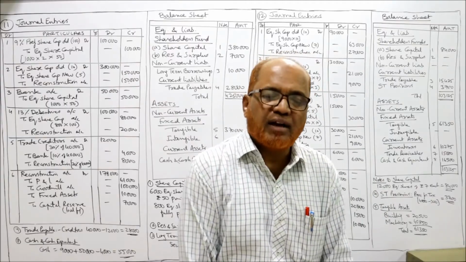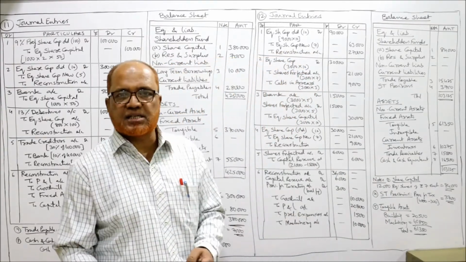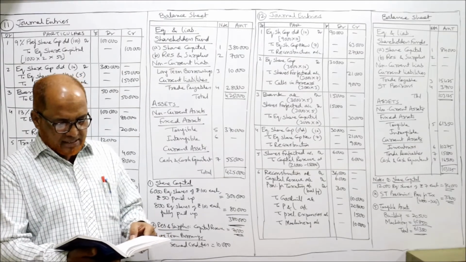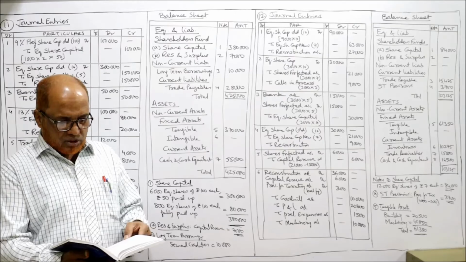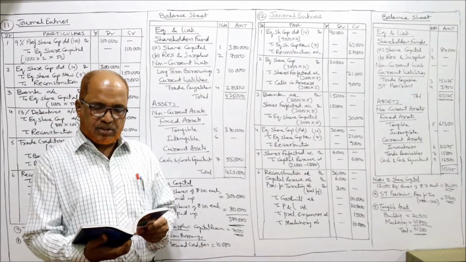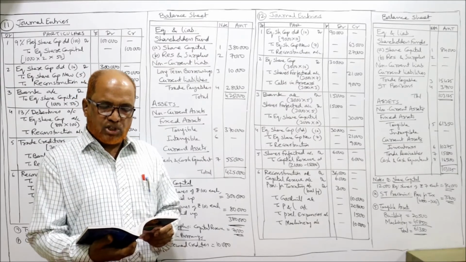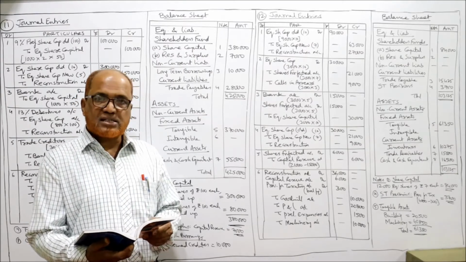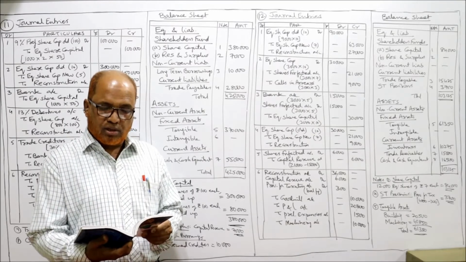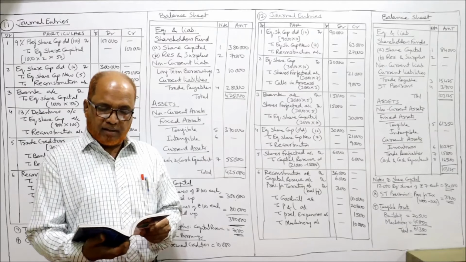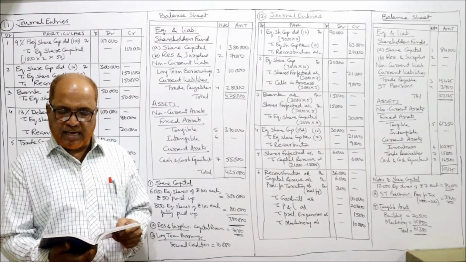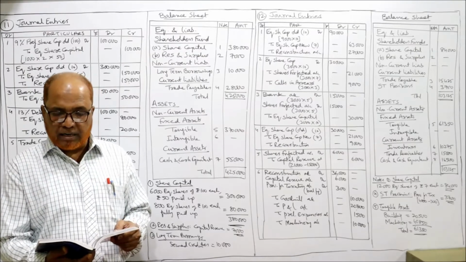Now the last and final problem on internal reconstruction, that is the 12th problem. The following was the balance sheet of Tin Toys Limited as on 31st March. Authorized capital 20,000 equity shares of 10 each, 2 lakh. Issued, subscribed and paid up capital 12,000 shares of 10 each, 1,20,000, less calls in arrear 3 rupees per share on 3,000 shares, 9,000, 1,11,000. Sundry creditors, provision for taxation. Goodwill, building, machinery, stock, book debts, cash at bank, P&L account and preliminary expenses.